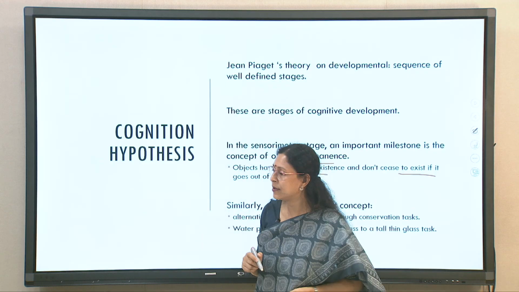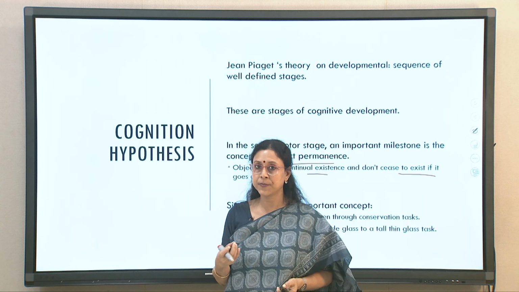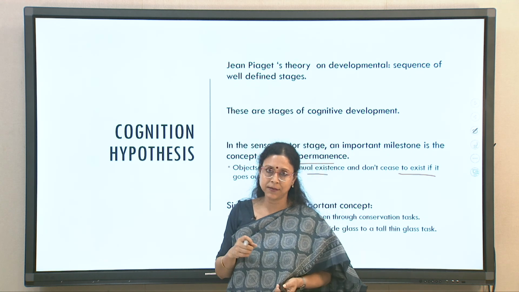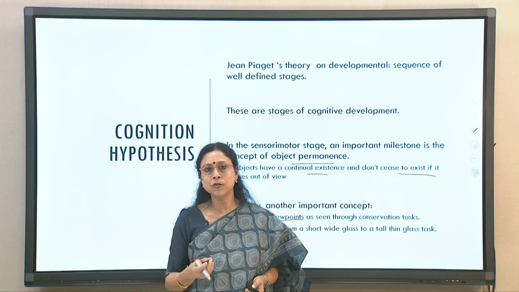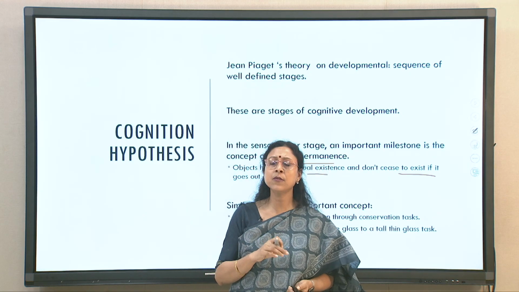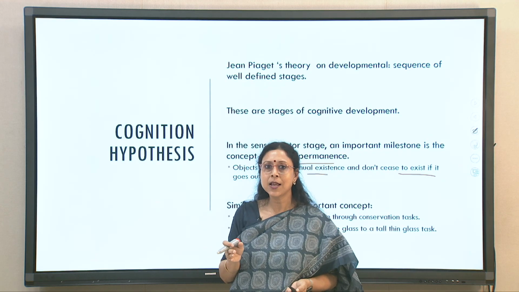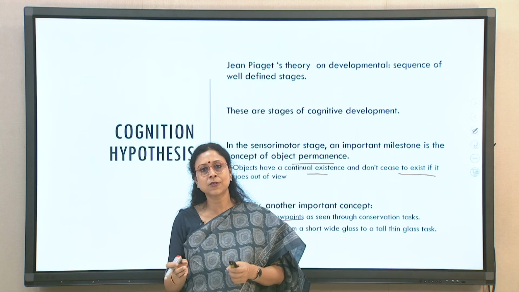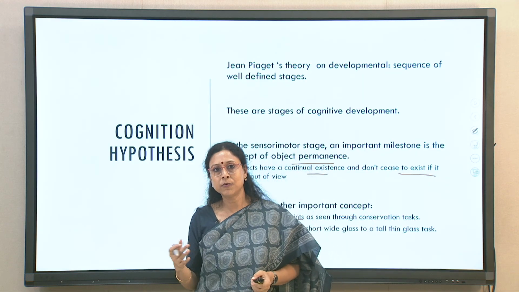Similarly, another important concept is called alternative viewpoints. Typically, this is seen in psychology through what is called the conservation task. So, you can look at the same issue, even a concrete thing, from different perspectives. The most commonly utilized task that psychologists use with children is when water is poured from a short and wide glass into a tall and thin glass, both having the same volume. When you transfer the water from the short glass to the tall glass, the amount of water remains constant. However, in the second case, it appears to have more.